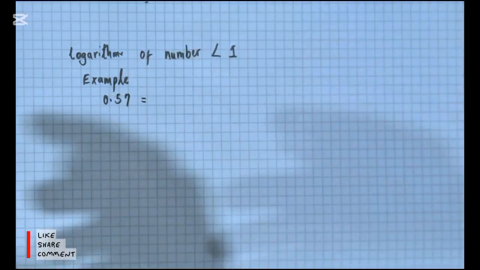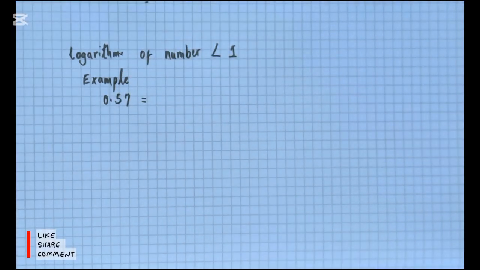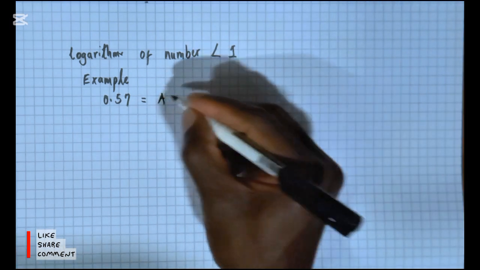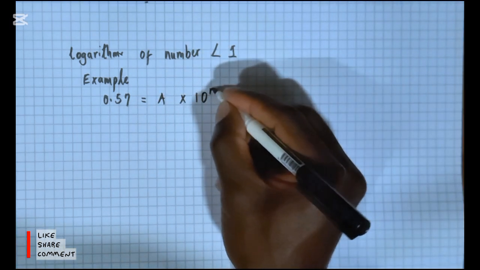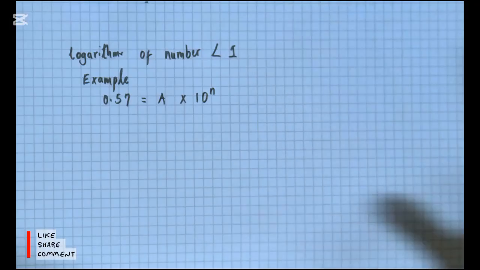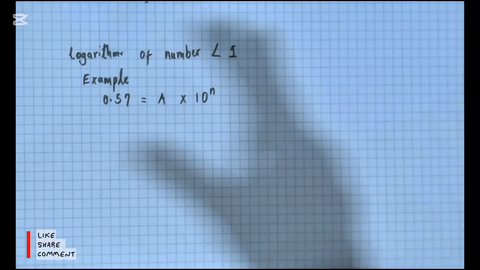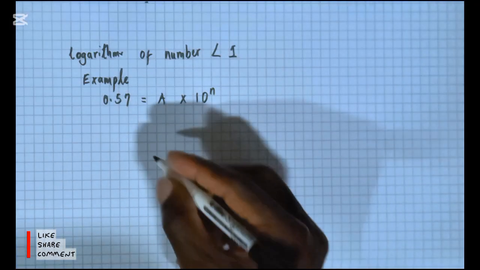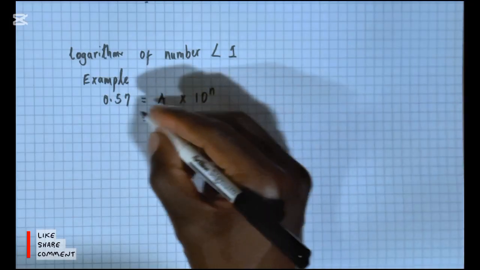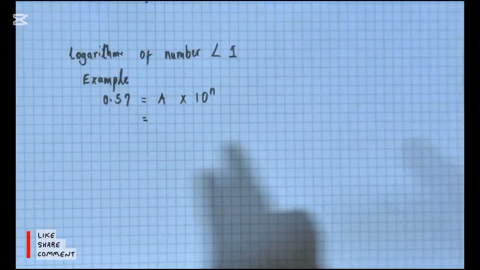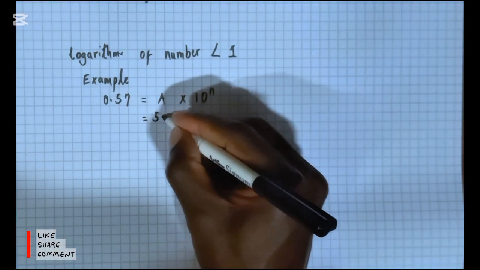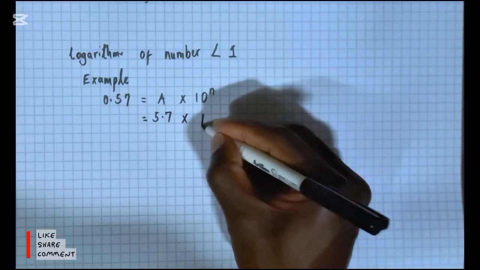0.57. So as you already know, the first thing you want to do is write the number in its standard form, which usually takes the format a times 10 raised to n, where a is supposed to be between 1 and 10, 10 not being included. All right, so basically we are going to move this decimal point to the right, and when we do that, we're going to have 5.7 times 10.